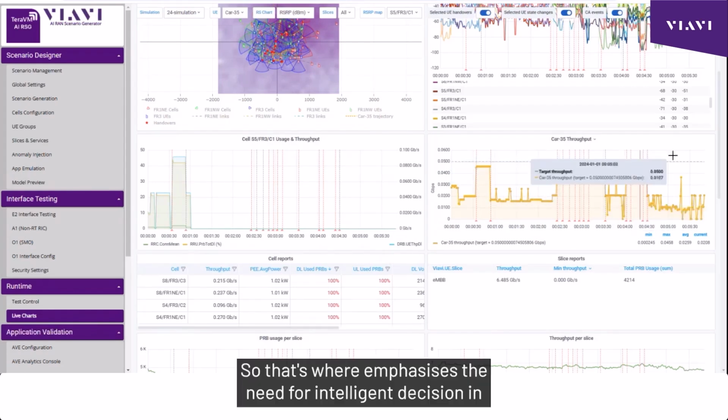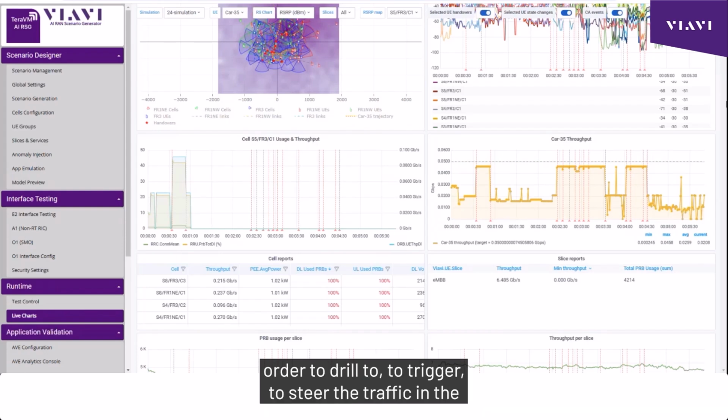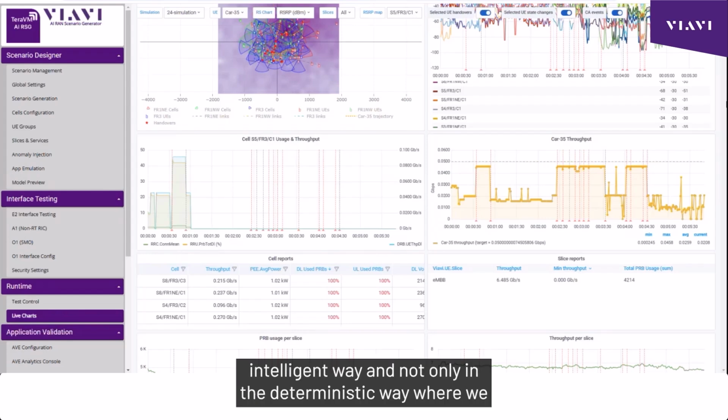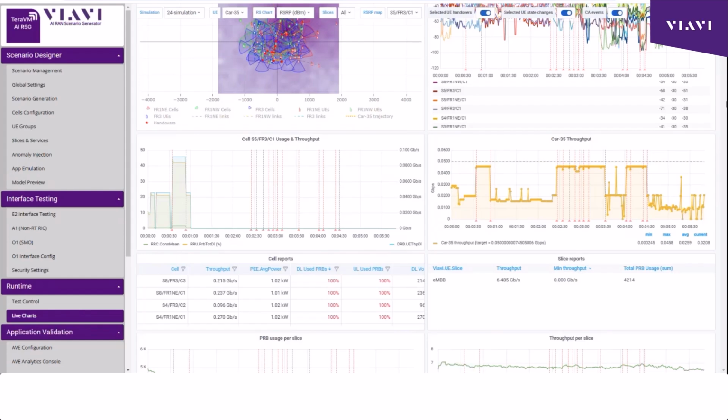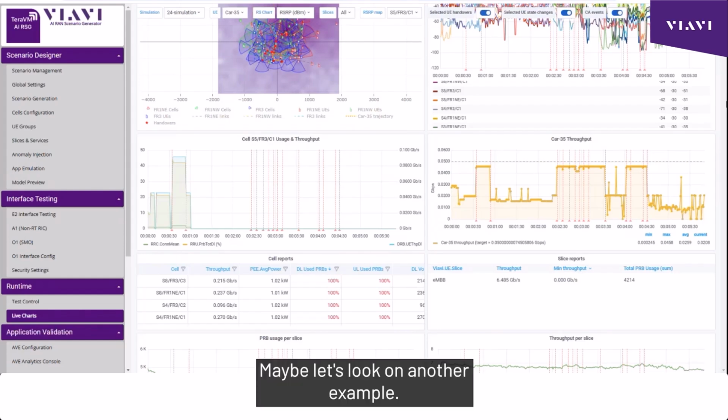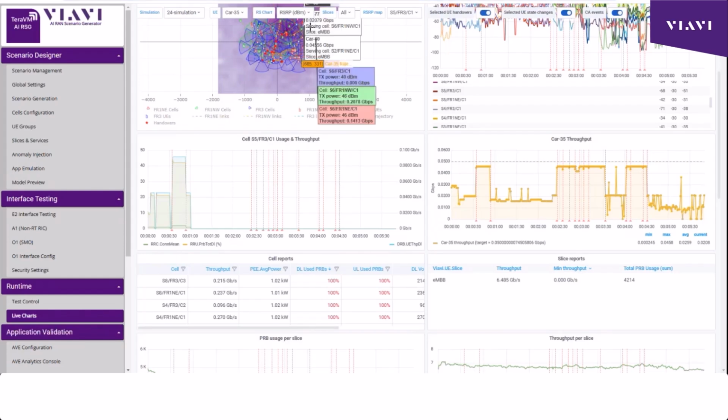That emphasizes the need for intelligent decisions in order to steer the traffic in an intelligent way, and not only in the deterministic way where we only look at the propagation, the RSRP and RSRQ. Right? Maybe let's look at another example.